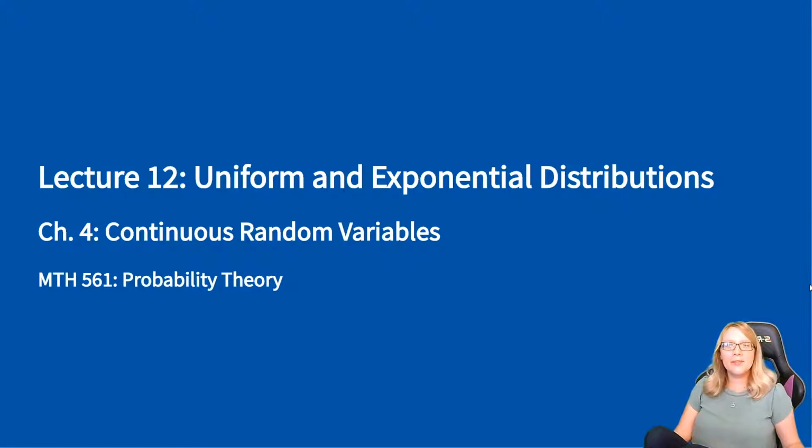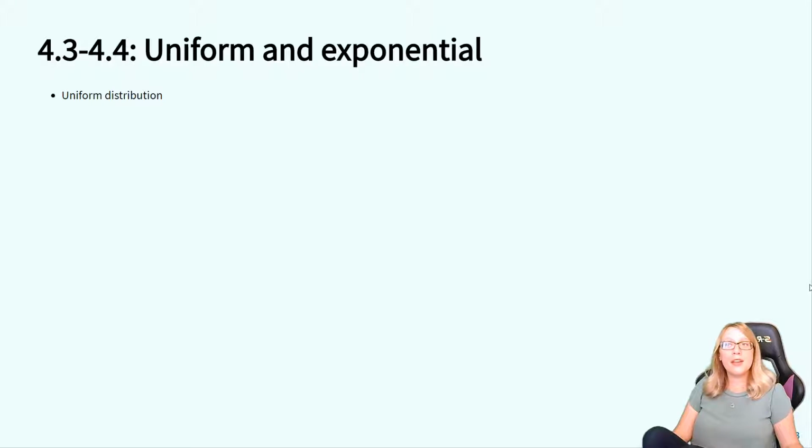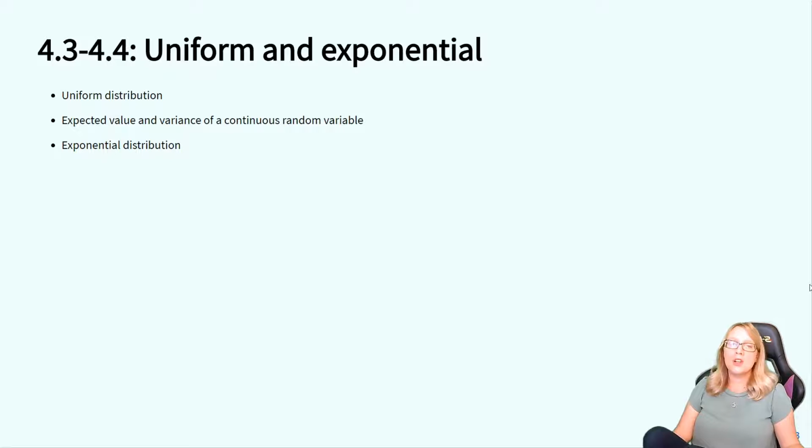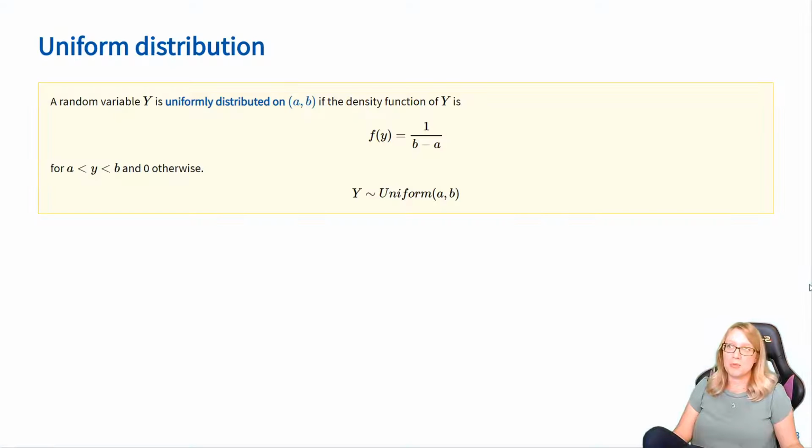Welcome back. In this video, we will introduce the uniform distribution, revisit the exponential, and talk a little bit about expected value and variance for continuous distributions. So we'll start with the uniform distribution. We'll then move on to expected value and variance of a continuous random variable, followed by a talk about the exponential distribution.